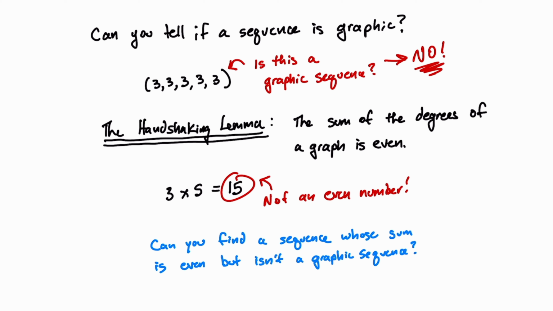So now you might be wondering, if I can't use the handshaking lemma to tell me whether or not any sequence is graphic, is there any way to do so? Well, it turns out the answer is yes, and there's a couple of different ways to do it. That's going to be the topic of the next video.